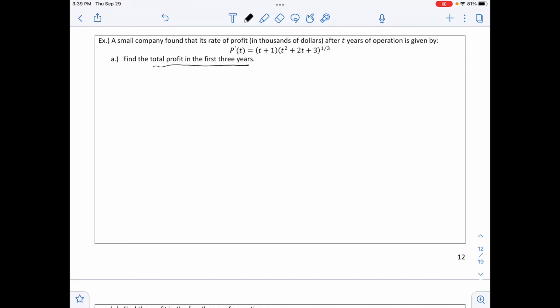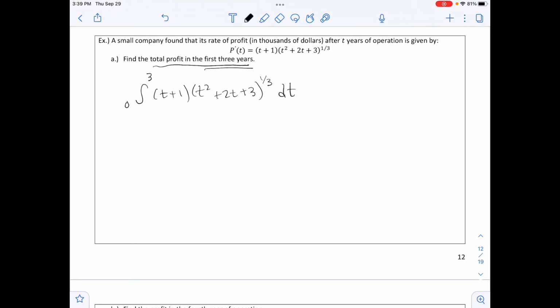So in order to find the total profit in the first 3 years, since we're dealing with a derivative function here, I need to integrate this. So to integrate this, I have integral of t plus 1 times t squared plus 2t plus 3 raised to the 1/3 power. And it does say for the first 3 years. And so since we're going to be integrating this with respect to time, evaluate this from 0 to 3.